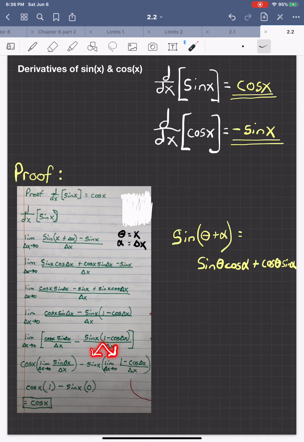I want to get anything with a delta x, and then anything without a delta x as factors. At this stage, you know this, the limit of sine of delta x over delta x as delta x approaches 0. This is from chapter 1. We know that that's equal to 1. And again, right from chapter 1, we know that that is equal to 0. So what I have is cosine of x times 1, which is cosine of x, and then sine of x times 0, which is 0. So what you're left with is cosine of x.